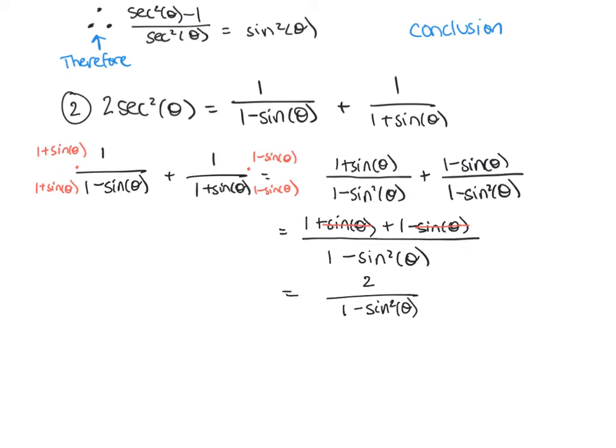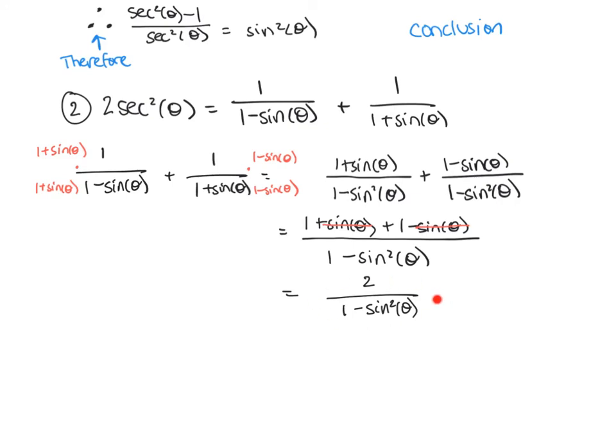Now, if you ever feel like you're stuck, it's okay to go back to your hypothesis or your original problem and see if you're on the right track. So for instance, I see we have a 2 up here, which feels kind of weird, but I also see that my answer is supposed to have a 2 in it. So, okay, I know I'm on the right track.